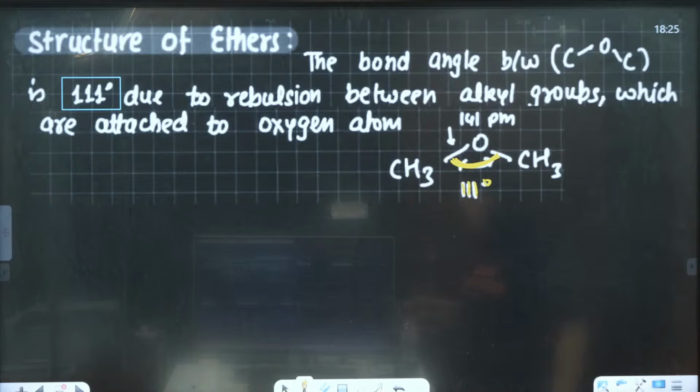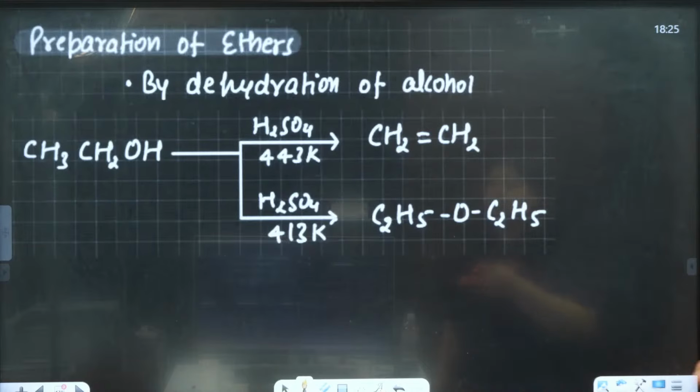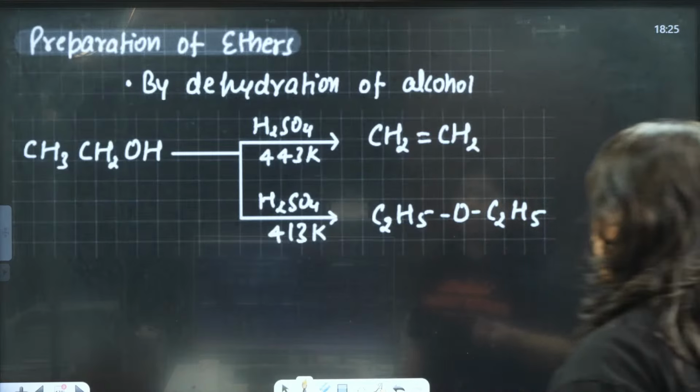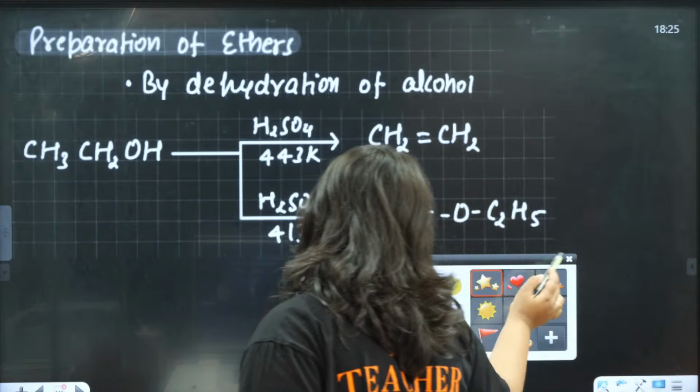Okay. Next, preparation of ethers. How is the preparation of ethers done? In this also questions are going to come. How the preparation of ethers is done.